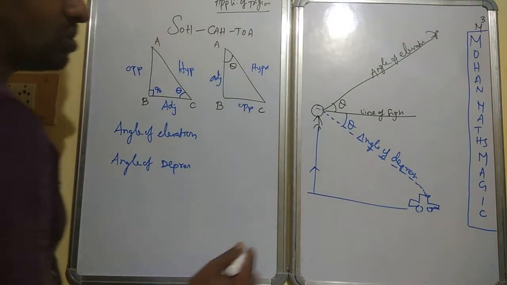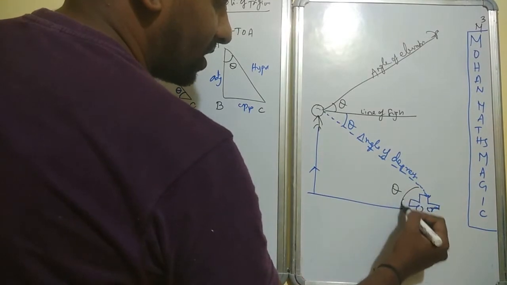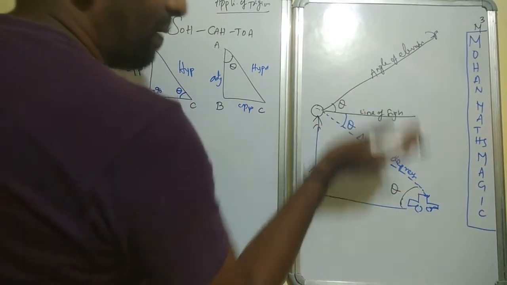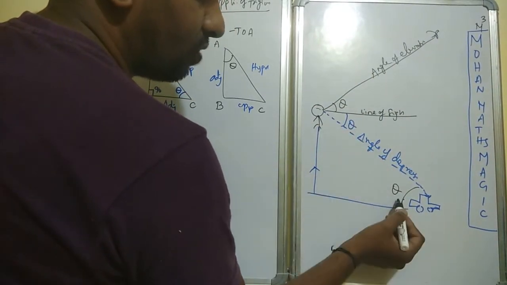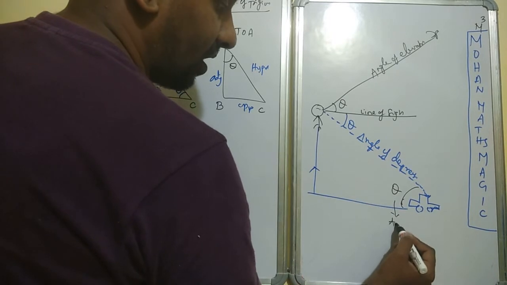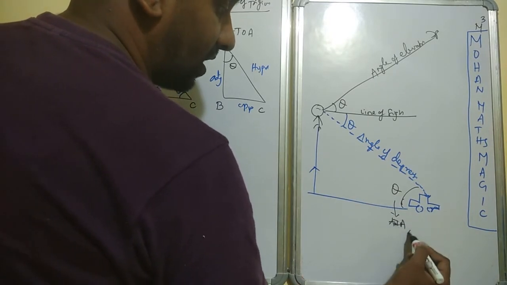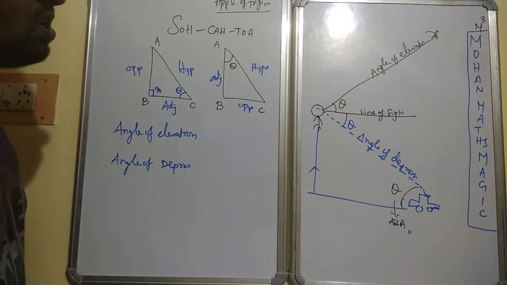So for angle of depression, if this is theta, then this angle will also be theta. This is class 7th or 8th portion: if these two are parallel lines and this is a transversal line, if this is theta, this also will be theta. The reason is alternate interior angles, AIA. I already told you that. Now I'll go directly to the exercise.